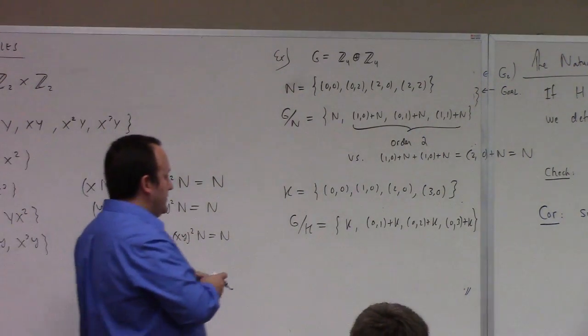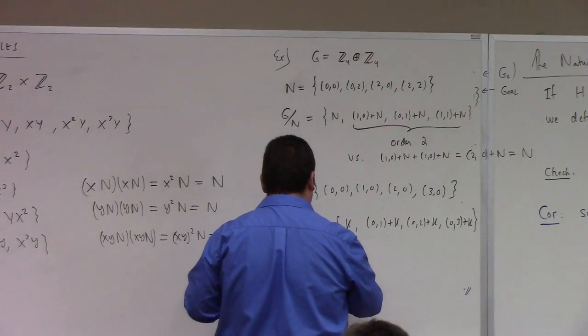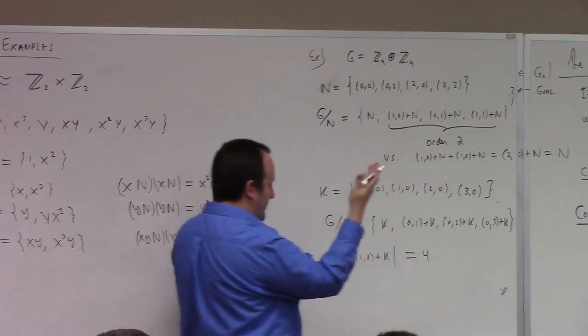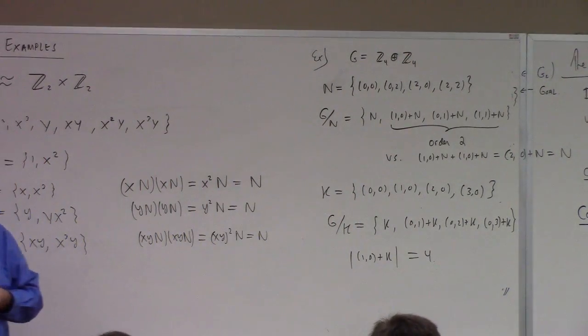This guy down here, you can check, for example, that (1,0) plus K has order 4. If there's an element of order 4, it's a group of order 4. That's a cyclic group of order 4.